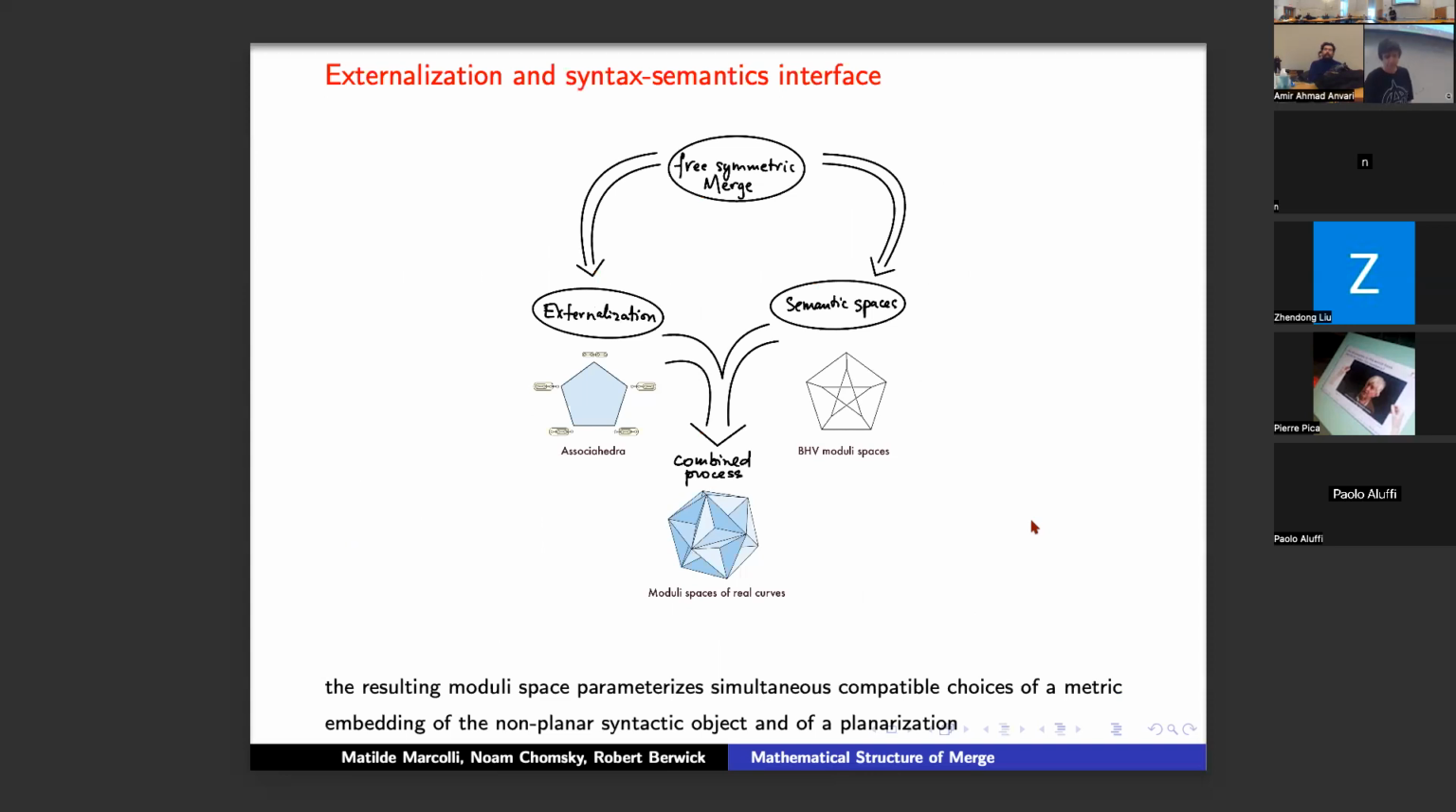I think I'm coming close to the end of the lecture today. So I will start to say a few words, but then I will finish describing it tomorrow. The associahedra are where you choose this planar structure and you move between one planar structure and the other. And this BHV moduli space is where you keep track of this symmetric information, and the combined space is where you do both things at the same time and in a consistent, compatible way. And that's where you do externalization and this kind of semantic parsing simultaneously, in a way that's then guaranteed to be compatible with each other.